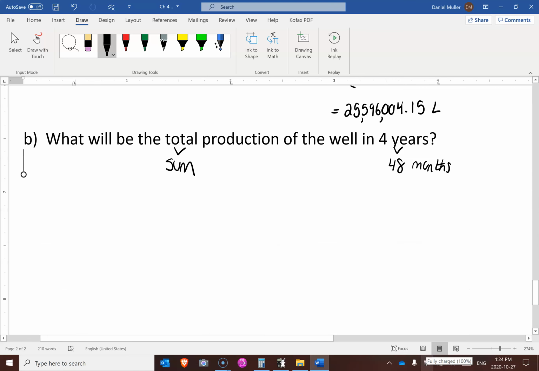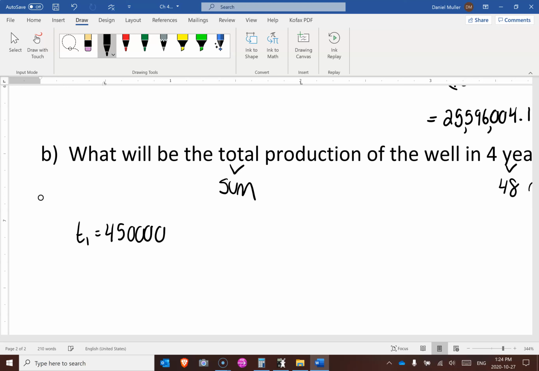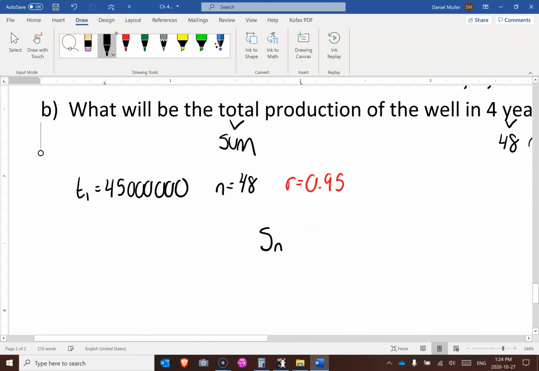So let's take a look here. T1, well, that was the 45 million. N, the number of months, 48. R is our rate. Remember that are we losing 95? No, we're keeping 95. So 0.95. And I'm finding the sum. So Sn equals T1 times 1 minus R to the N, all over 1 minus R.